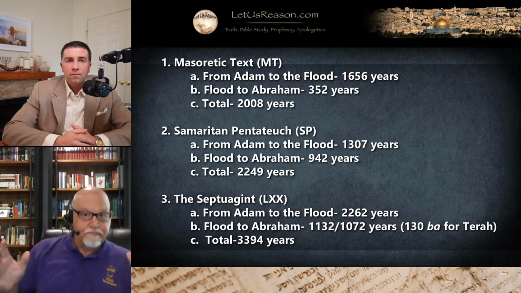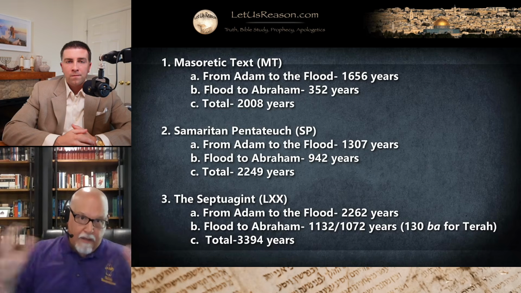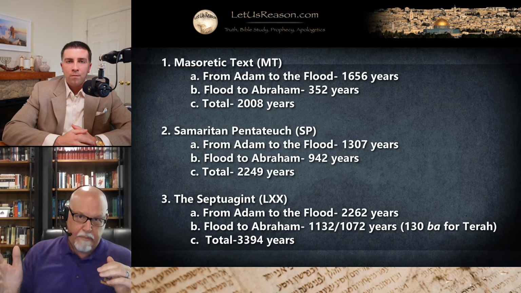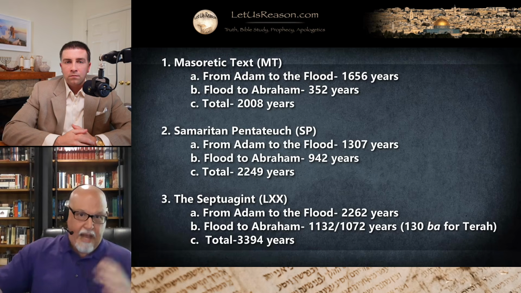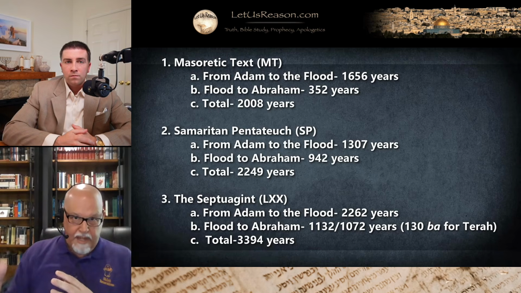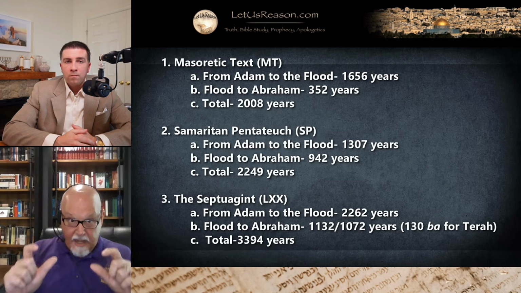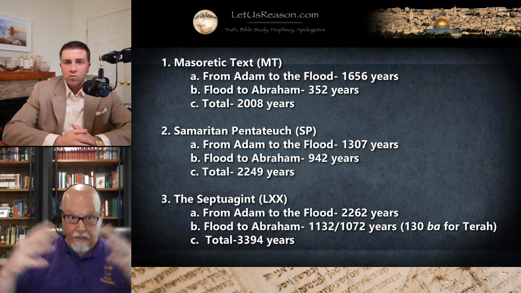So here's an overview. For the Masoretic text, you have time from Adam to the flood, 1,656 years. From the flood to Abraham, 352, for a total of 2008. And if you're looking at our screen, you can see that the numbers in the Samaritan Pentateuch differ from the Masoretic text for all three, right? And in the Septuagint, same thing. We have differences in the time spans. Adam to the flood to Abraham. They all differ. But in the details, sometimes they match, sometimes they diverge.